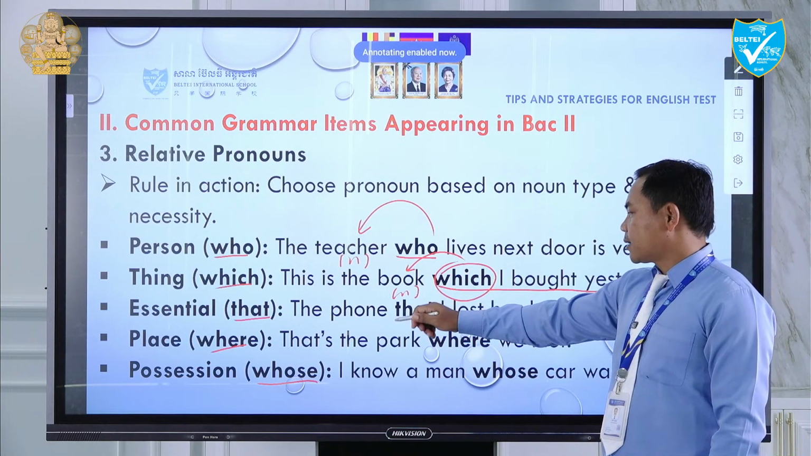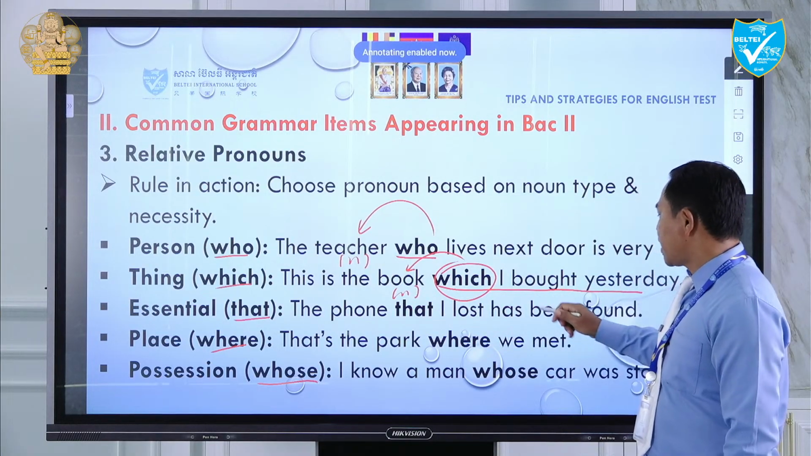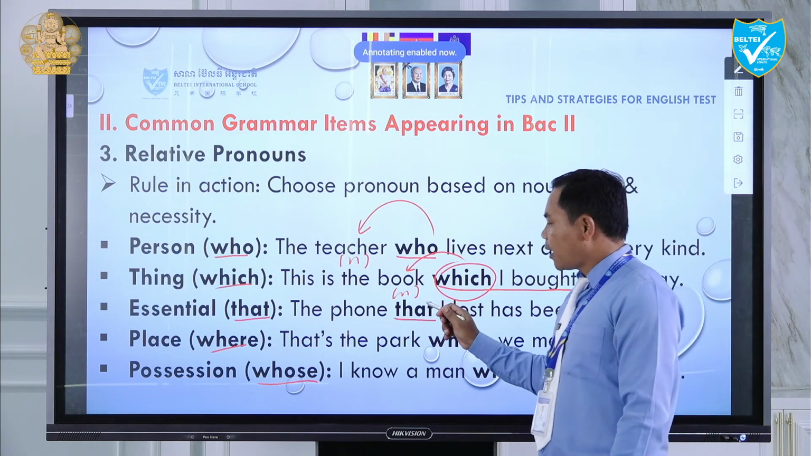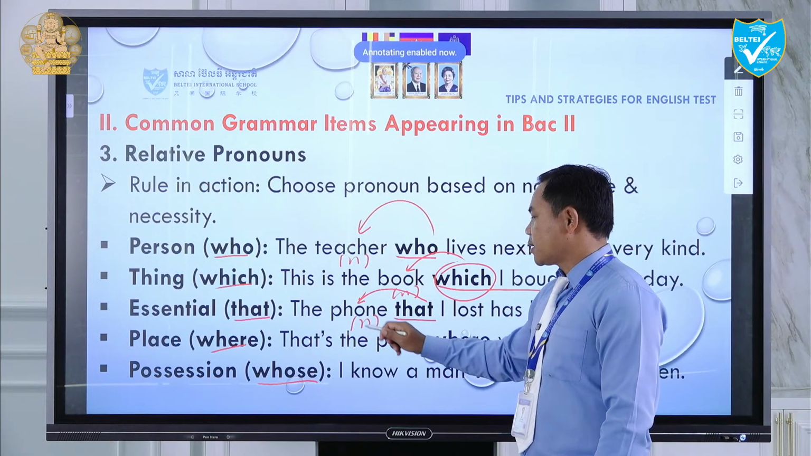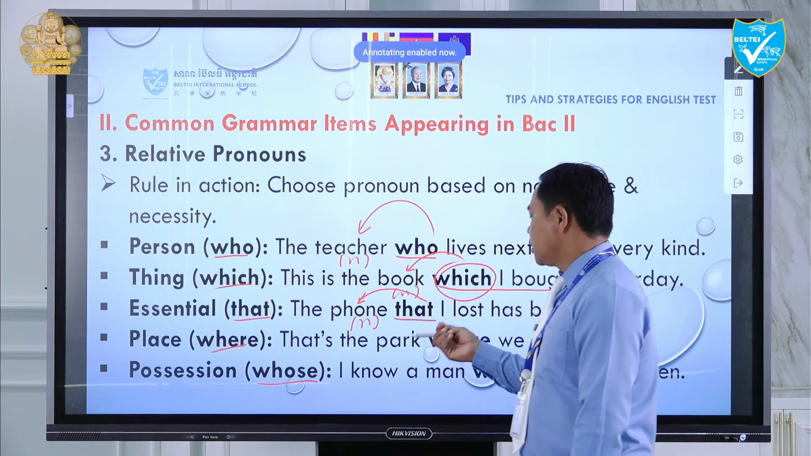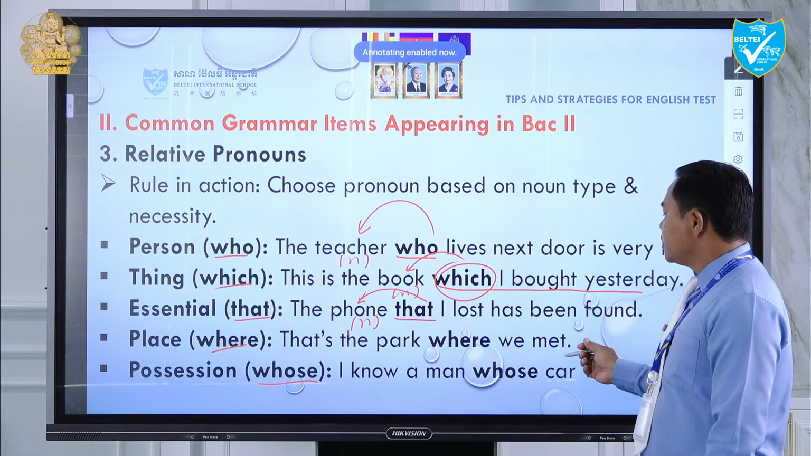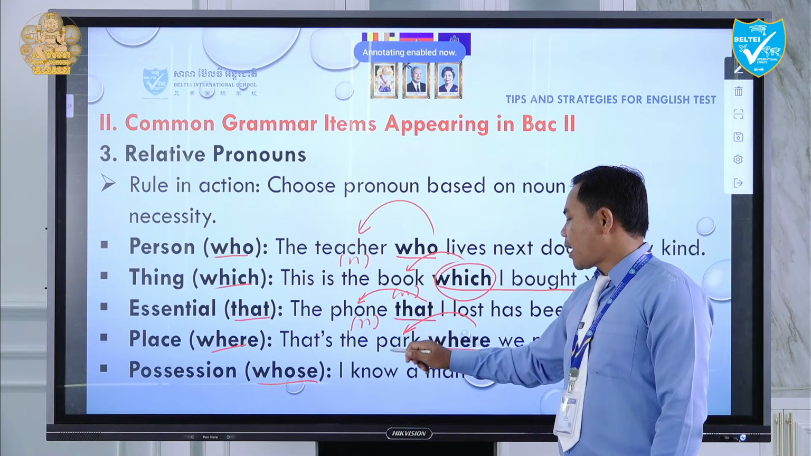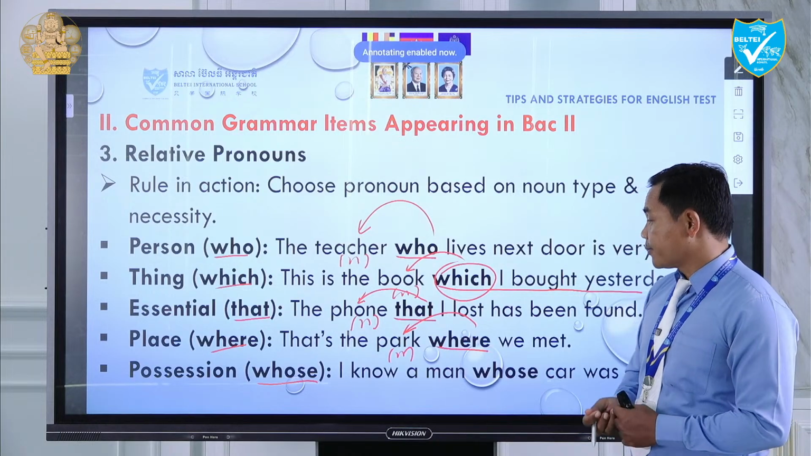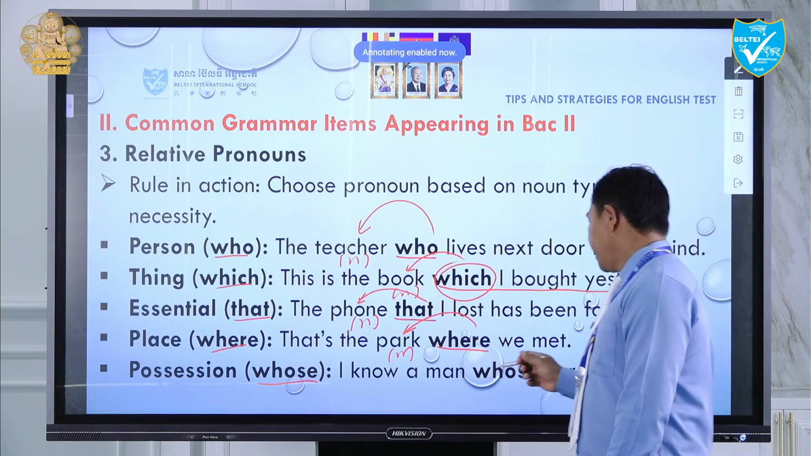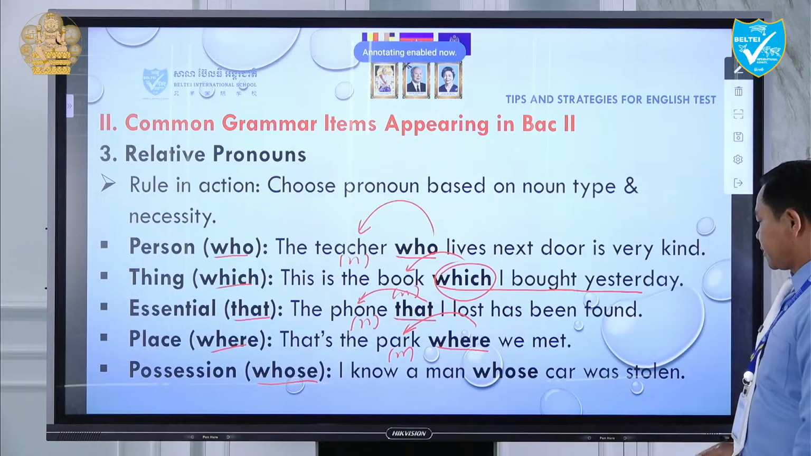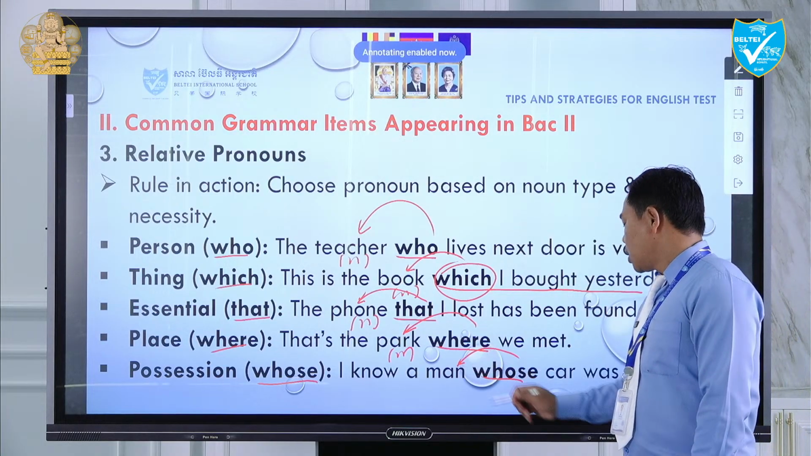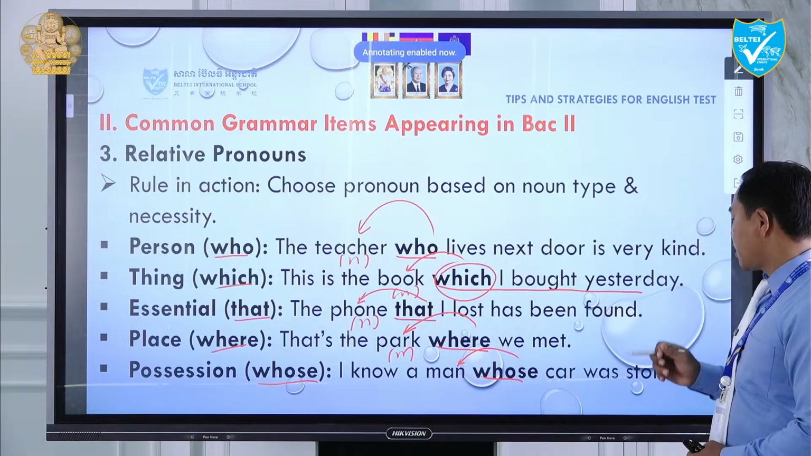Essential, we use that. The phone that I lost has been found. That is a relative pronoun that gives more information to phone as a noun. And place, that's the park where we met. So where is a relative pronoun that gives more information to park as a noun about place. I know a man whose car was stolen. Whose here gives more information: a man's car was stolen.